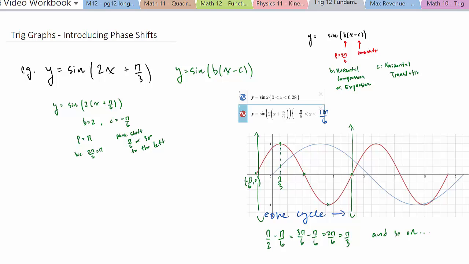And the second cycle basically happens just after that. And we can see there's sort of an end point at 11 pi over 6, and there's a beginning point at negative pi over 6.